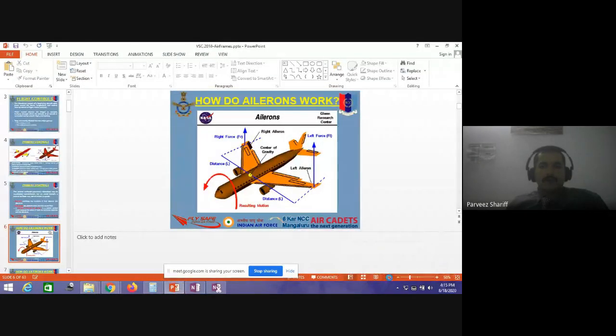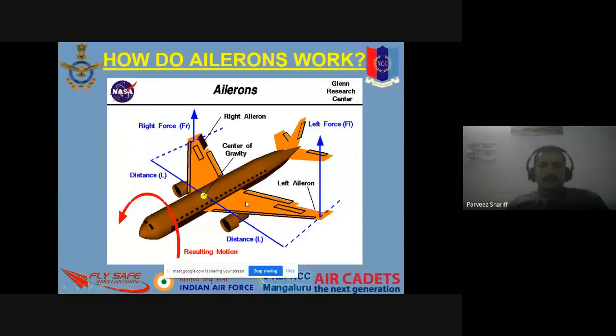So, what happens on the port side when the aileron goes down? The camber is increased. When the camber is increased, the lift is increased. When the lift is increased, what happens? This wing, the port side wing, experiences the additional lift. On the other hand side, on the starboard side, the aileron is up. Then what happens? The camber is decreased.